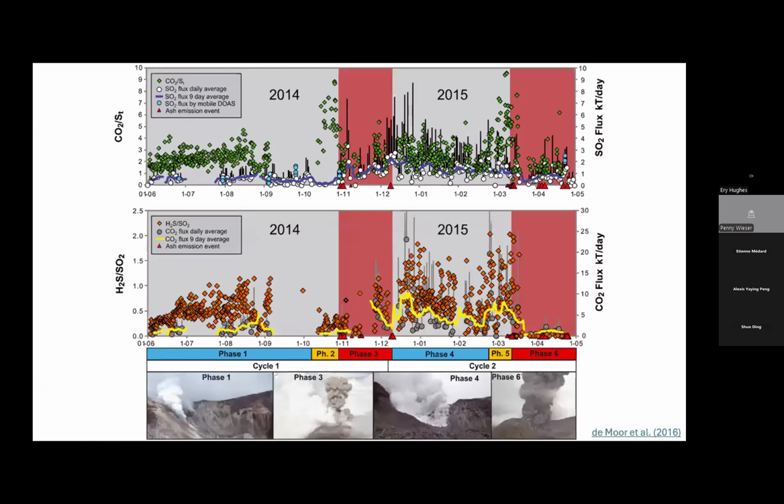And I have the same example, basically the same volcano, but a different figure, showing that we see these high carbon to sulfur ratios, indicative of deep magma being injected into the system.